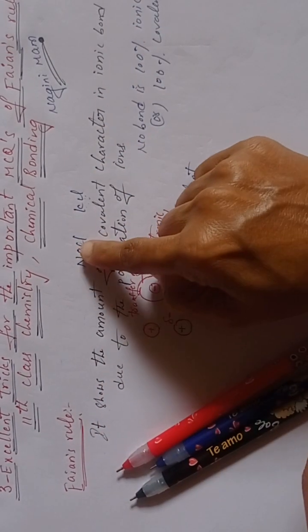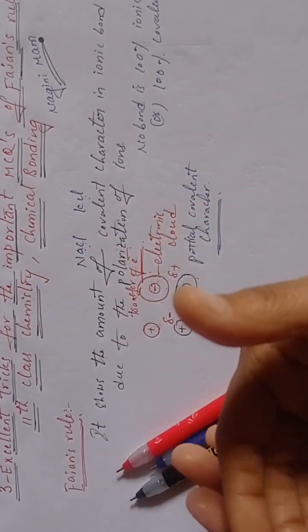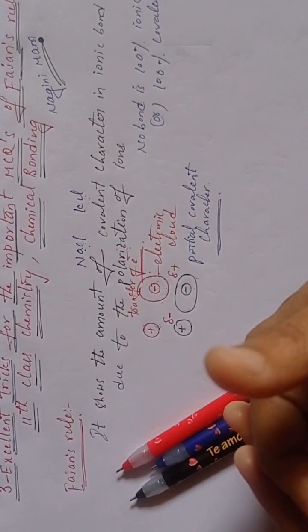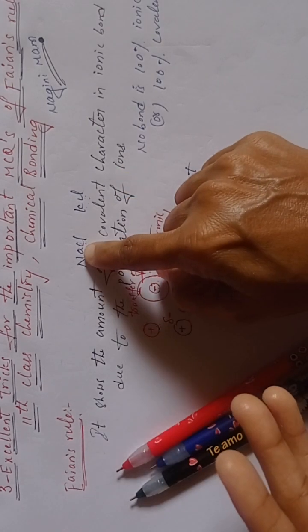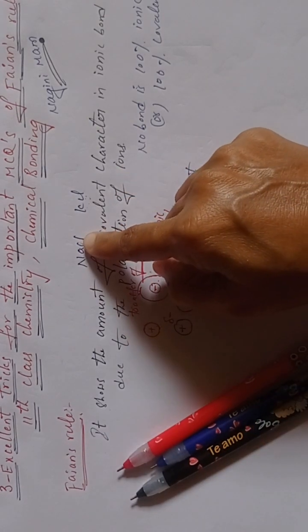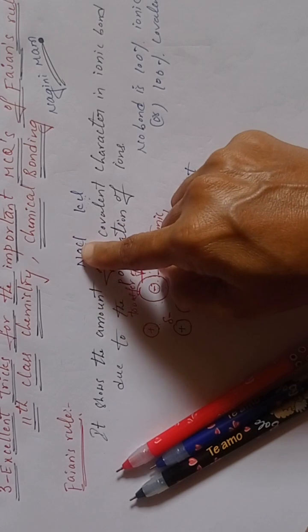Here in NaCl, KCl, we know that ionic bond is formed between metal and non-metal, or between the cation and anion, or between the electropositive and electronegative element. Sodium is a metal, chlorine is a non-metal. Between them, ionic bond is formed by the transfer of electrons. This is the ionic compound.